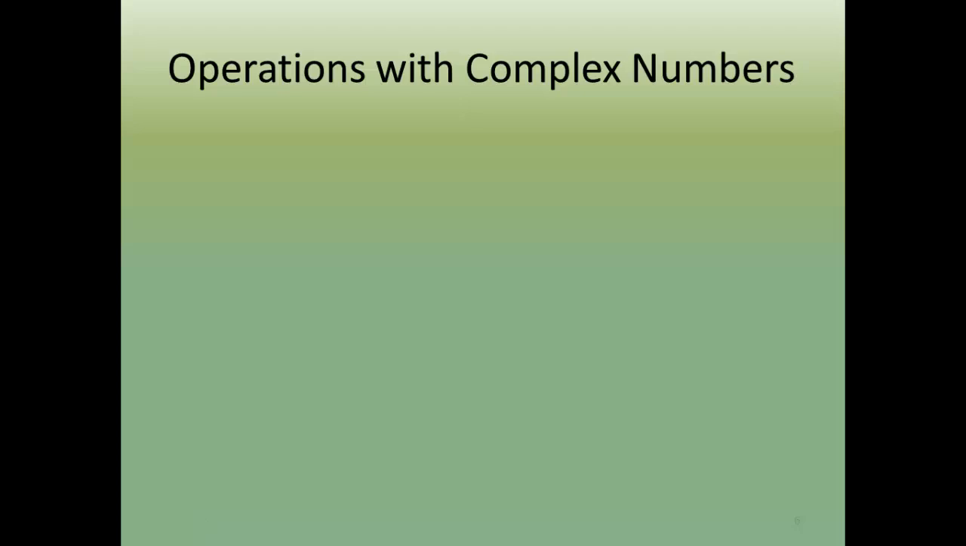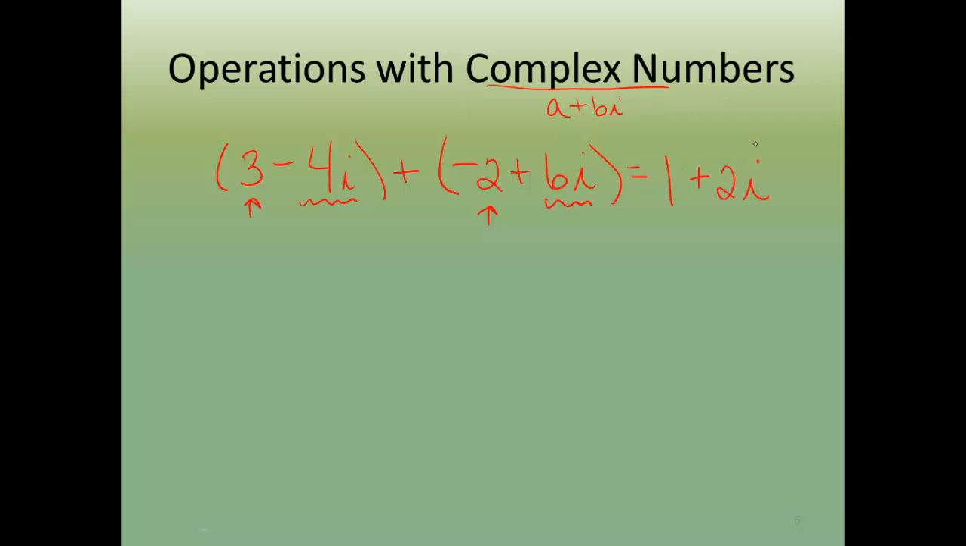Last operations we're going to do are the addition and subtraction. And if I take, again, complex numbers, a plus bi, and I go ahead and want to add these complex numbers together, it is still going to be real part plus the real part, so negative 3 plus negative 2 is 1. Imaginary part plus the imaginary part, negative 4i plus 6i is 2i. Just like you're combining like terms.